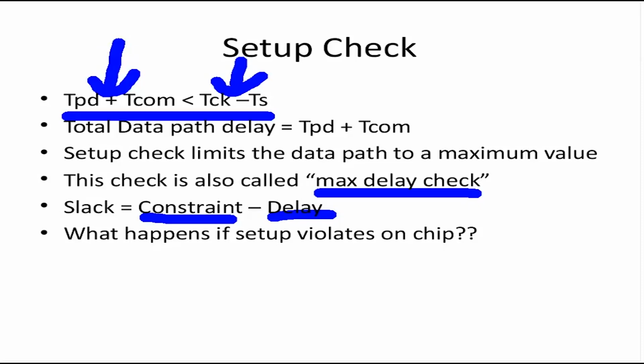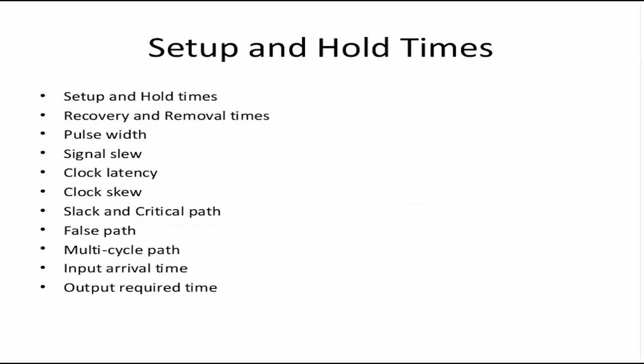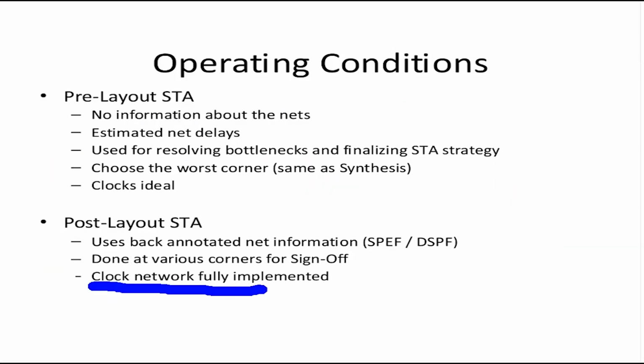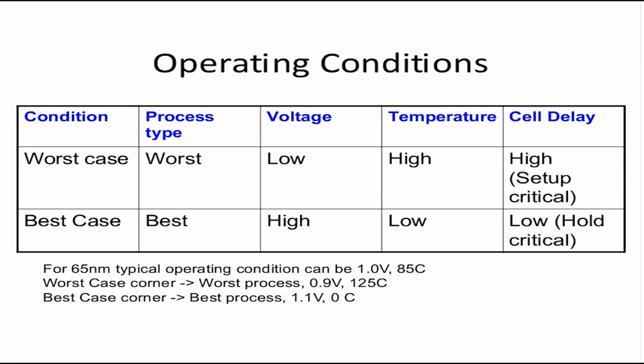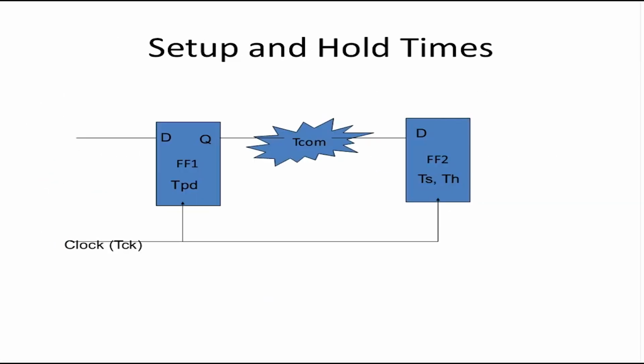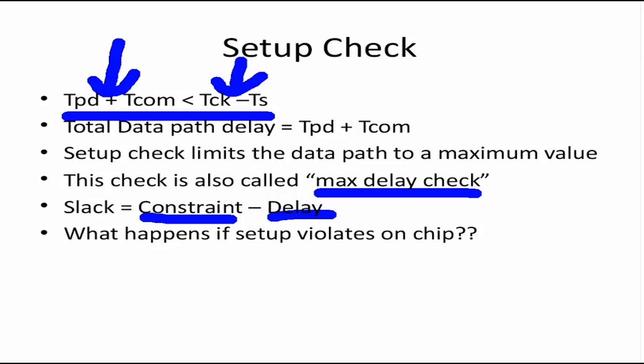This is why the corner based STA mentions that. Let's go back to the corner based STA. Worst case corner is setup critical. That means this is the corner which would be bad for setup. You have to make sure that setup works in this corner. So just by looking at this equation, we are able to deduce that setup check is a maximum value check, and it is most critical at the worst case.